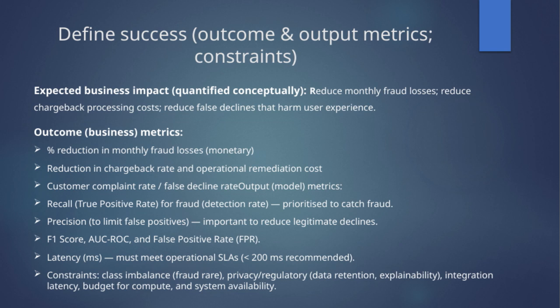We also face constraints such as class imbalance, since fraud cases are rare, and regulatory considerations around data privacy and explainability. Plus, we need to ensure our system integrates smoothly, works within our compute budget, and maintains high availability. Finally, defining success involves setting clear outcome and output metrics, along with these constraints, so we know whether our fraud detection system is truly making a positive impact. This comprehensive approach helps us balance business goals with technical and regulatory requirements.